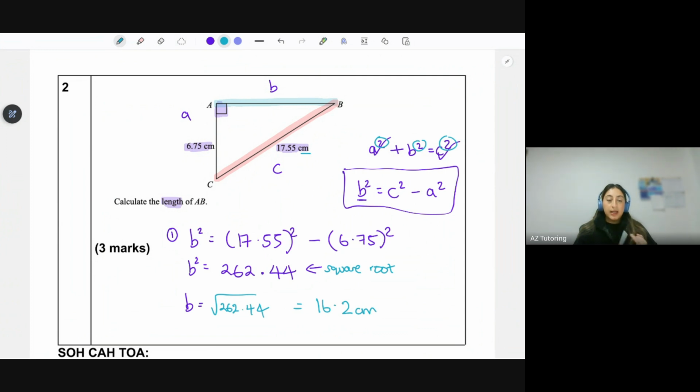Identify your triangle, label your triangle, write down the equation, rearrange the equation if needed, sub everything in and square root at the end. Just a couple of steps you need to remember, and it's the same for every question.